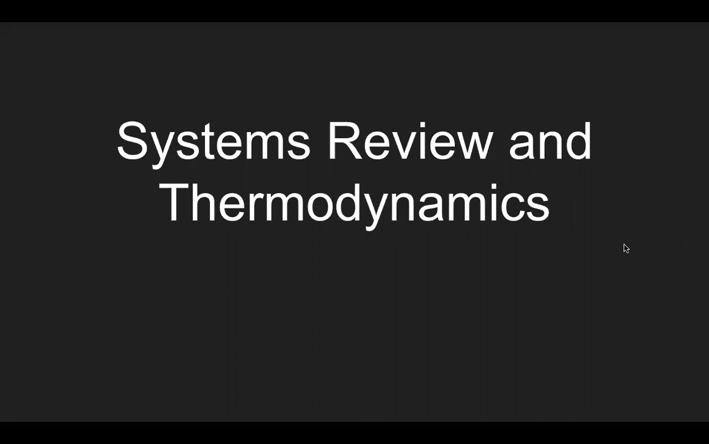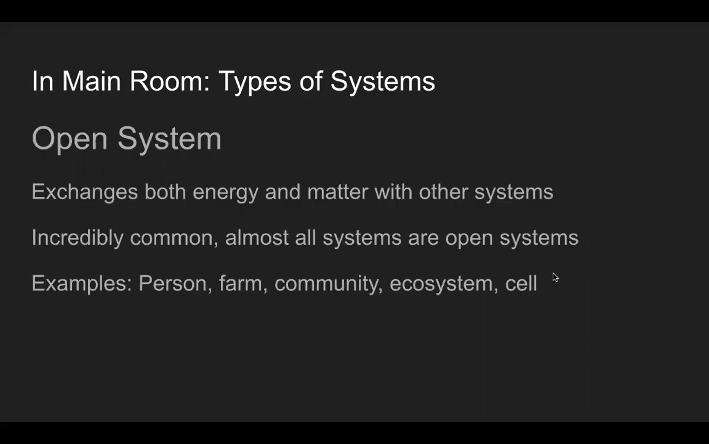Quick review of systems before we cover the two laws of thermodynamics that you need to know for ESS. So again, an open system exchanges both energy and matter with other systems. And these are basically every system that we're going to encounter in this class. It could include a person, a farm, a community, ecosystem, a cell, scalable to many different levels.